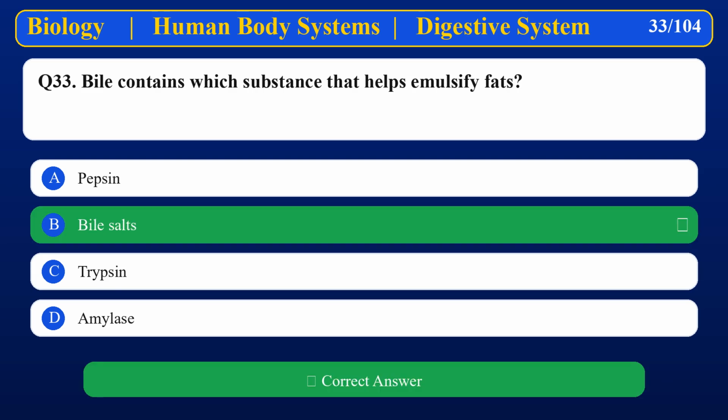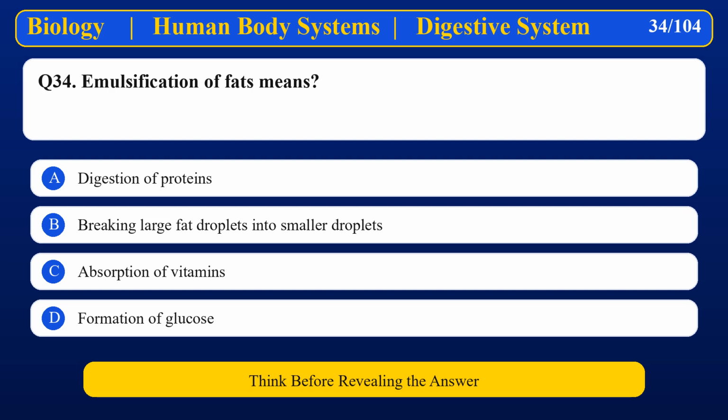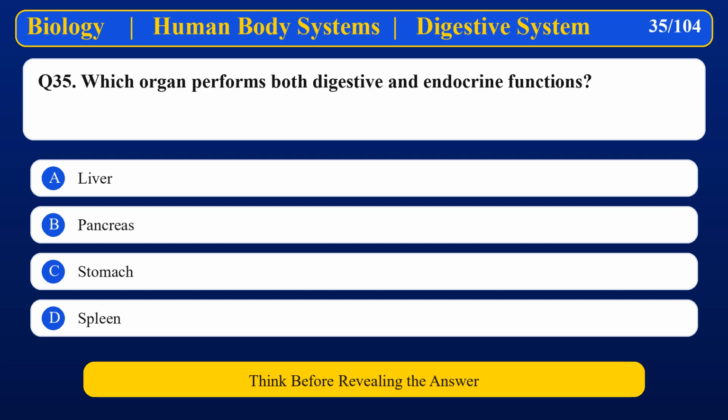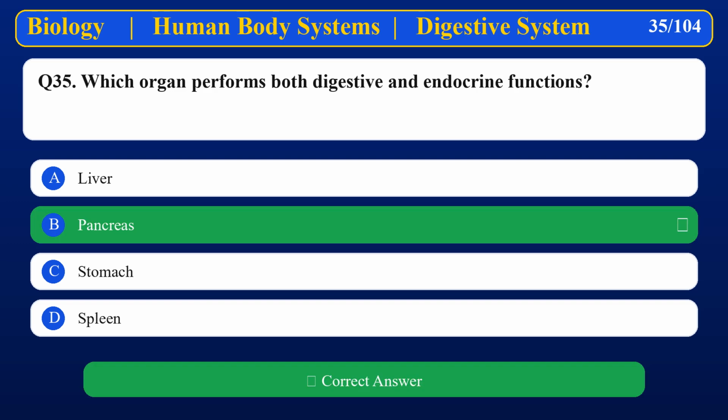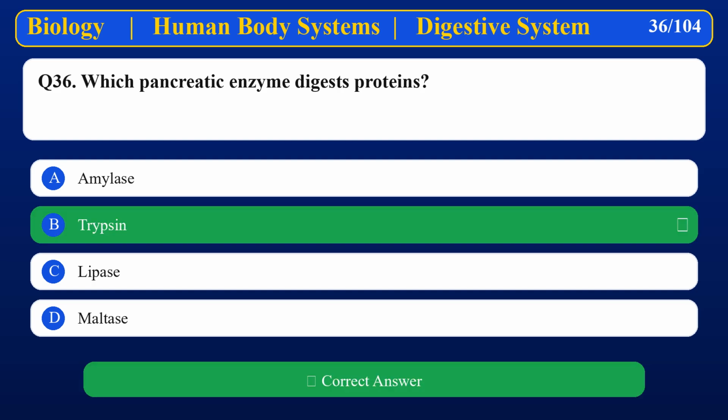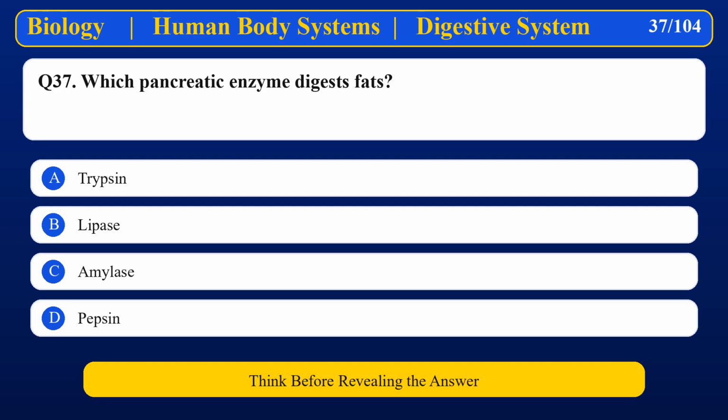Bile salts. Emulsification of fats means breaking large fat droplets into smaller droplets. Which organ performs both digestive and endocrine functions? Pancreas. Which pancreatic enzyme digests proteins? Trypsin.